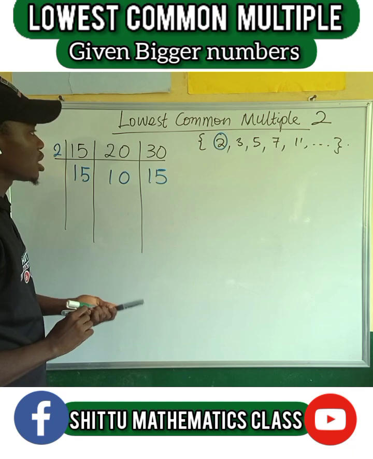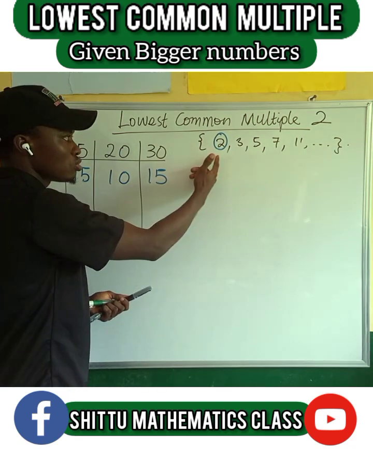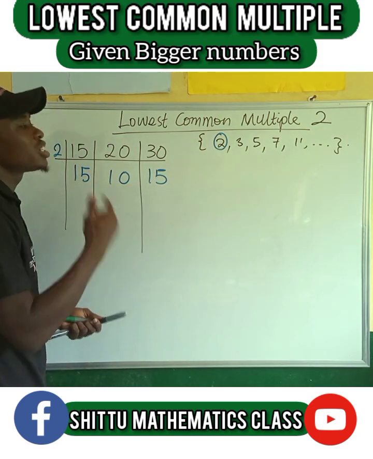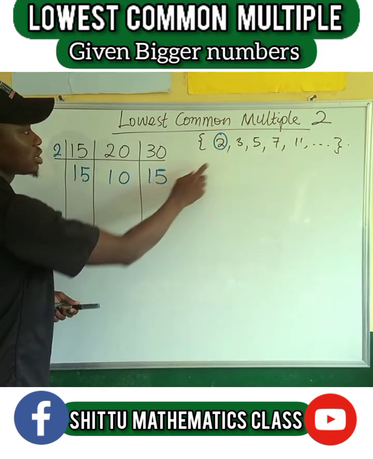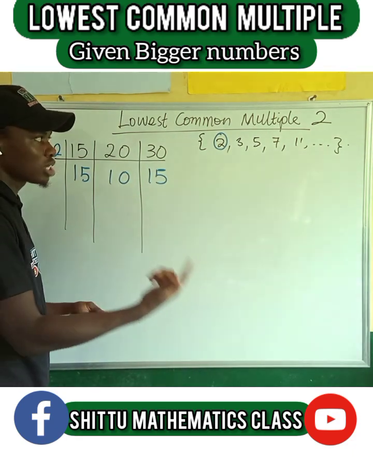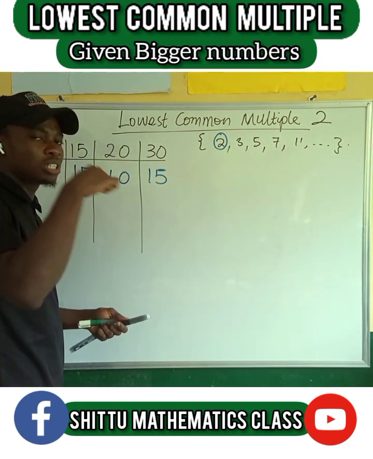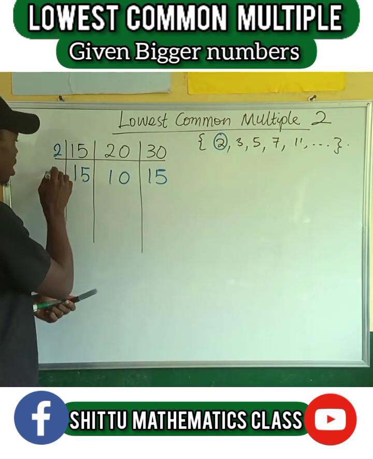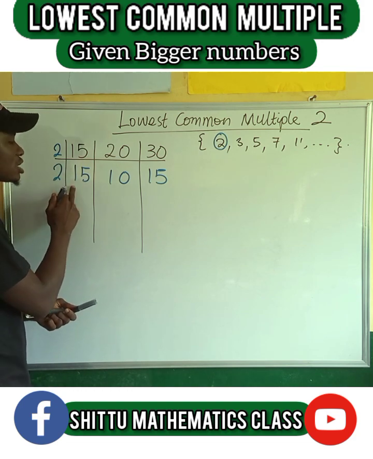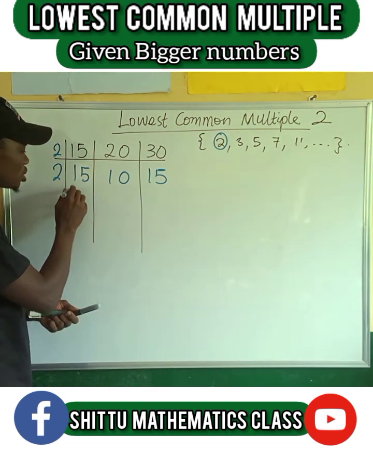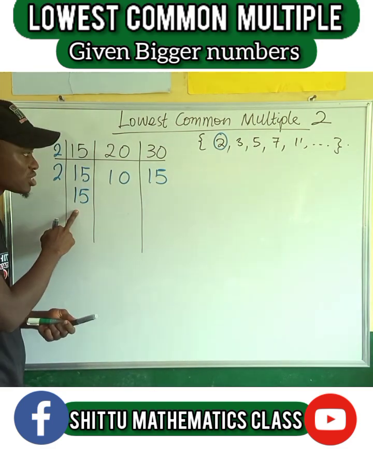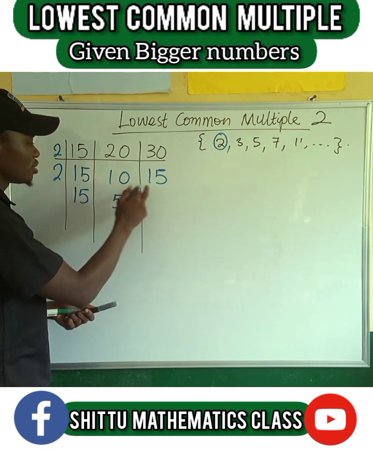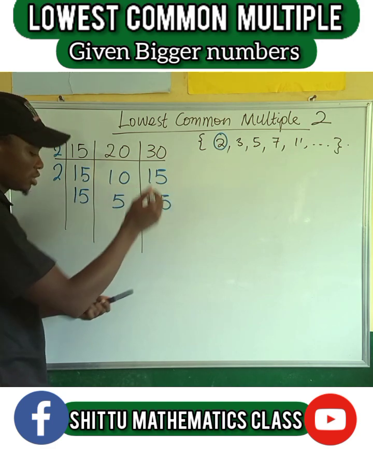Now when you look at this, are we still going to use 2, or do we jump to another number? You can see that there is at least one number that is divisible by 2, so 2 can still go. Therefore, we continue to use that 2 again. 2 in 15, we have a remainder, so we keep this fixed. 2 in 10, we have 5. 2 in 15, this will remain.